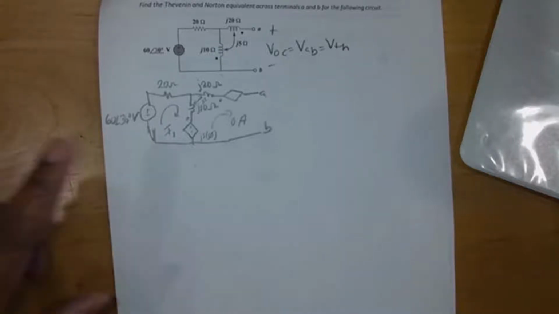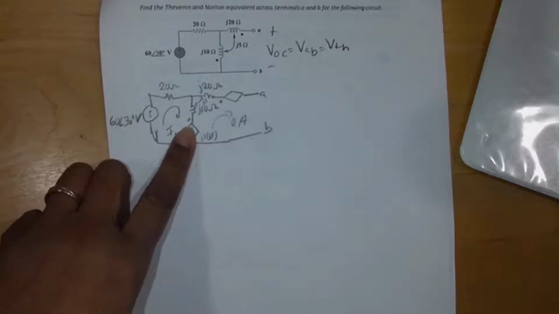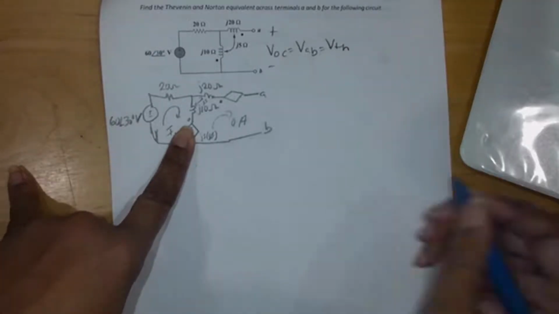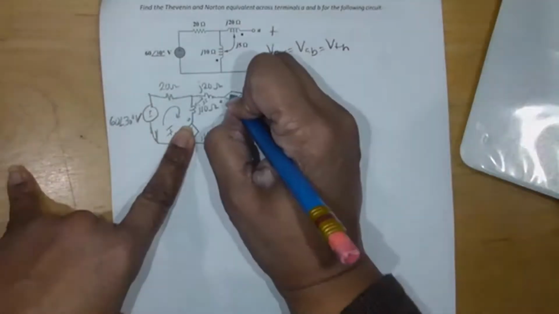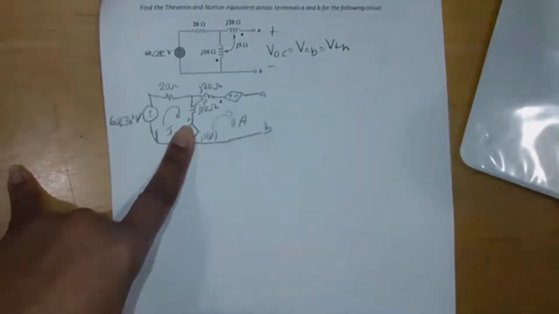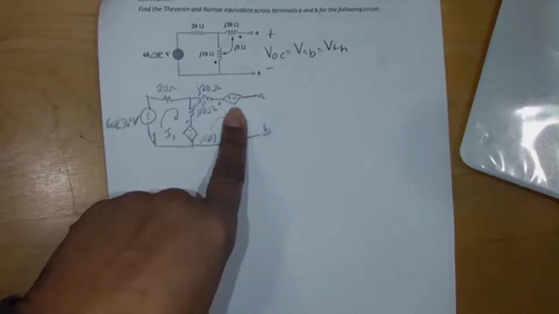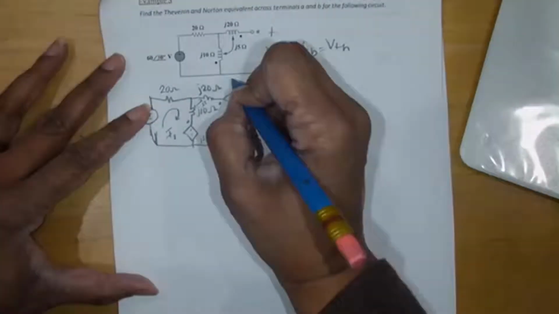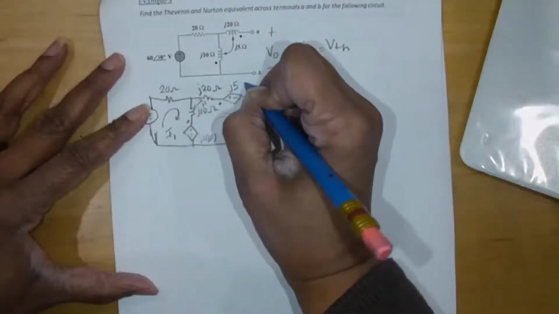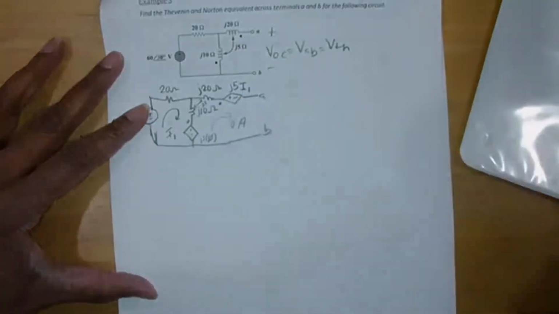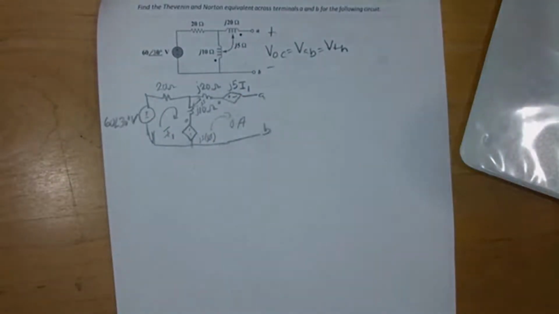Over here, I have I1 that enters at the dot. So that means this dependent source over here is positive on the left and negative on the right. And the voltage source is j omega M I, or J5 I1. Okay.